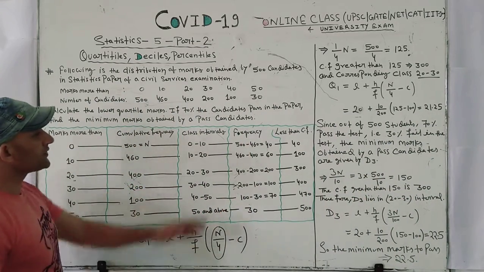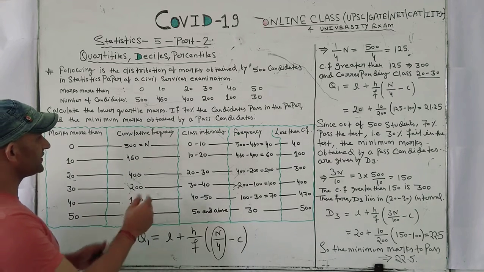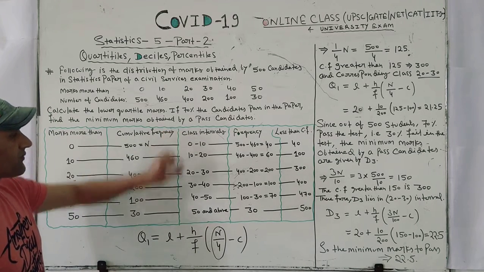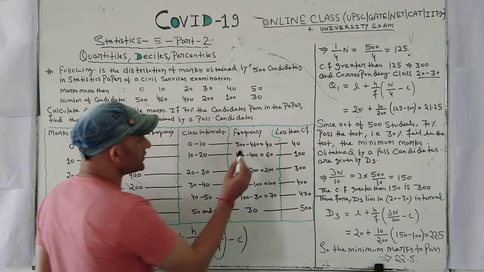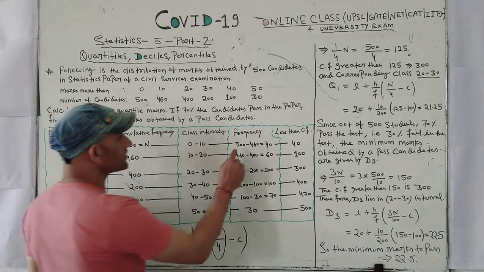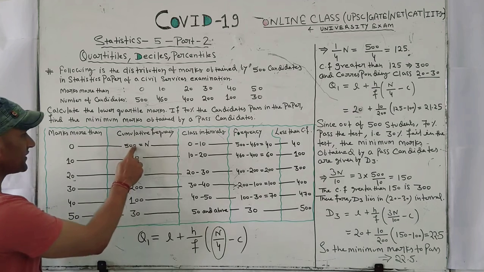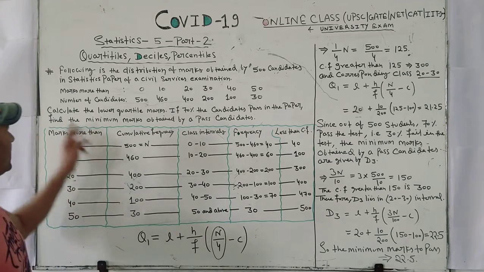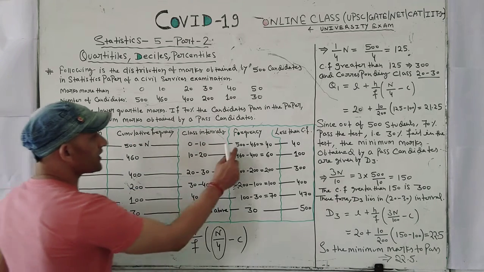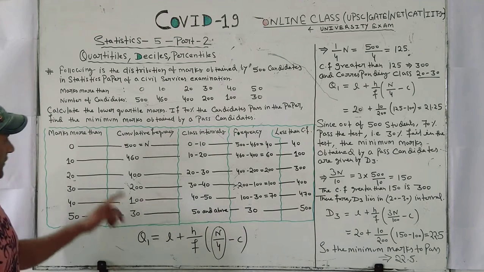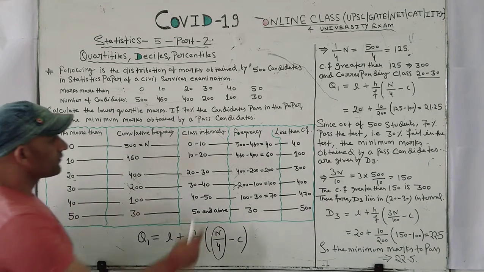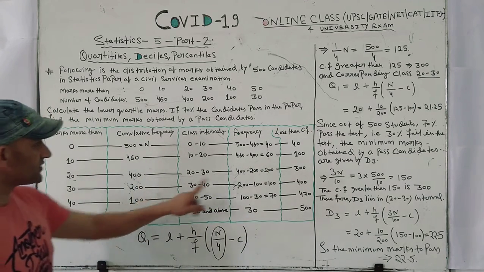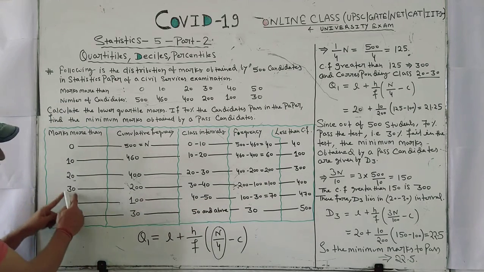Now we will find the frequency, meaning how many students are in each interval. Subtracting 500 minus 460 gives 40. Then 460 minus 400 is equal to 60. Then 400 minus 200 is equal to 200, because we are finding 20 to 30.